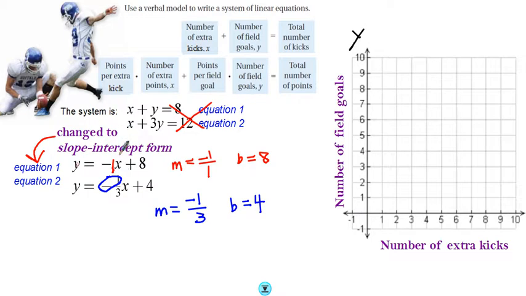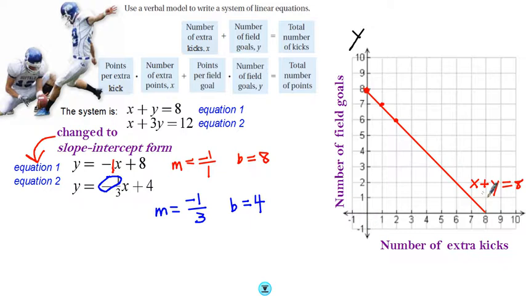I'm going to graph equation 1 in red. The y-intercept is 8. And the slope is -1/1. So that's down 1 and right 1. Down 1, right 1, down 1, right 1, down 1, right 1. Continue and draw the line. So here is my graph. Make sure the lines are not going outside of this quadrant because you cannot have a negative number of goals or a negative number of kicks. So it has to stay inside the box.